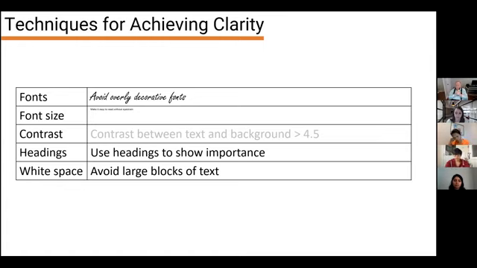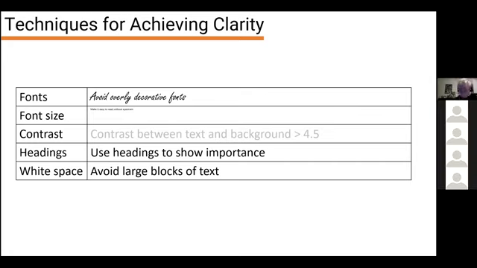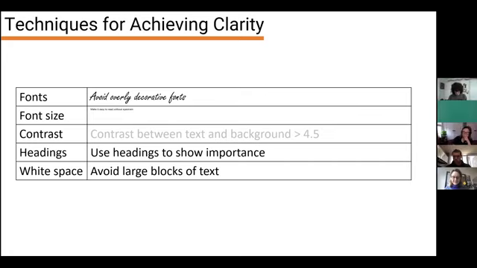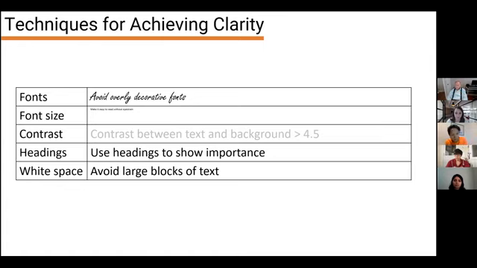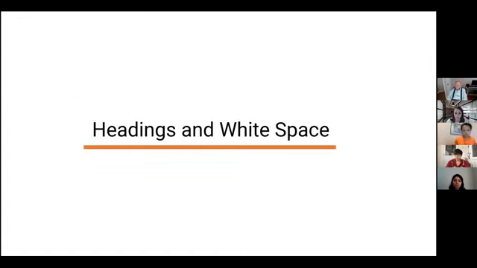Using headings to show importance is really very important. And having white space to break things up is really important. I'll show you some examples of that. So let's turn to headings and to white space.